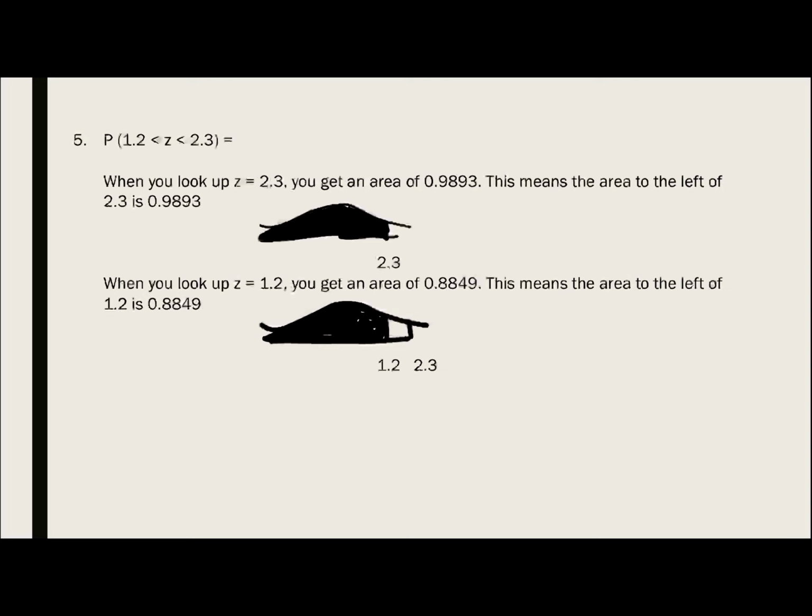So that means everything to the left of 2.3 is that shaded area. Now when you look up 1.2 in the table, that gives you everything to the left of 1.2. But we're really asking what's in between those two. So if you look at the second graph, that little unshaded section right there represents what we're looking for, the area that's between the two. So if you take everything below 2.3 and subtract everything below 1.2, you'll get that unshaded section in the middle.